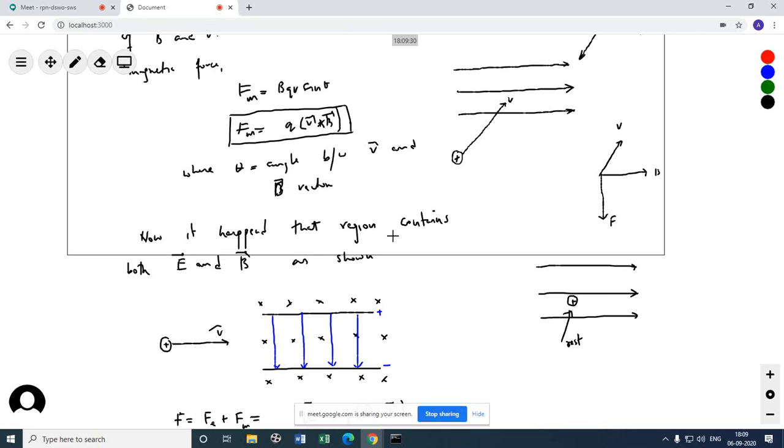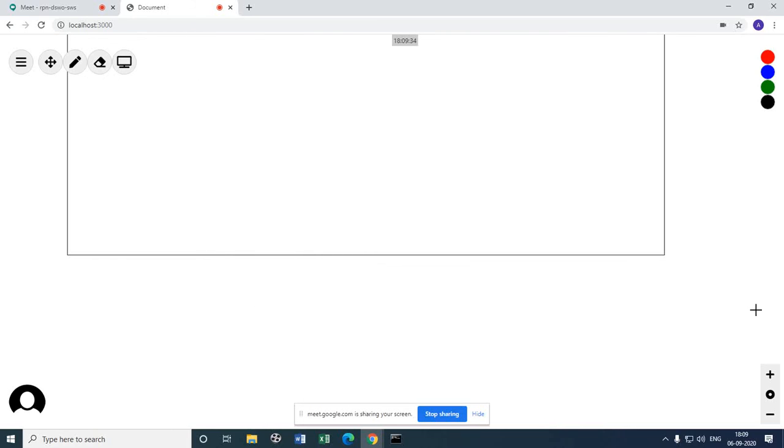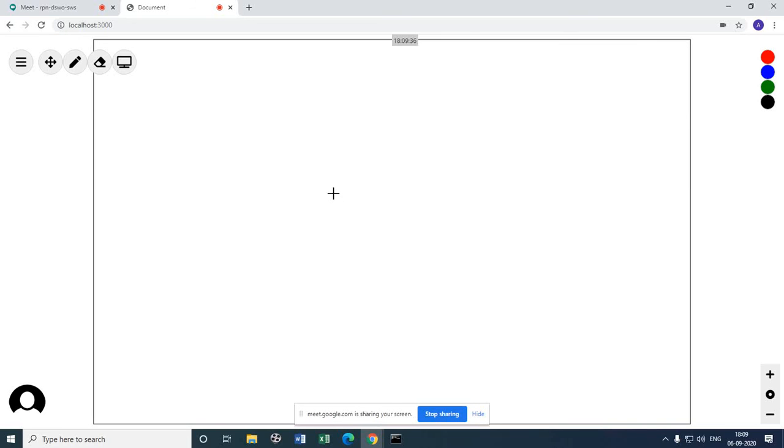So now, first of all, continuing that, there is something called a velocity selector. Velocity selector. This is what we used to use in the case of old televisions, CRT tubes.